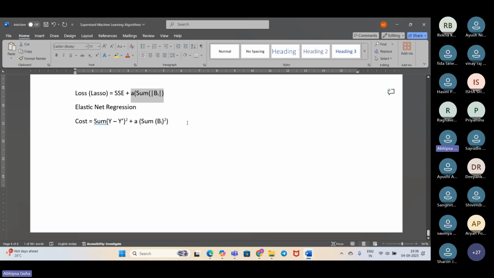In case of elastic net regression, there will be two values, A1 and A2, two different values we need to take into consideration. And this is the cost function or loss function of elastic net regression. Okay, got it? Understood? A1 is the L1 penalty and A2 is the L2 penalty.